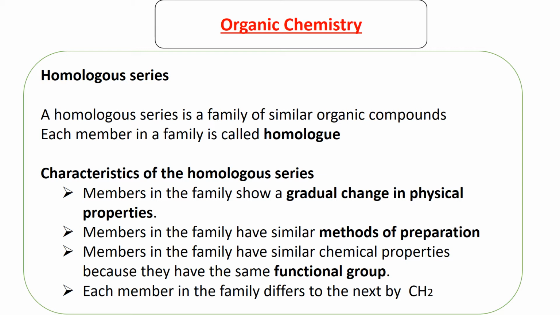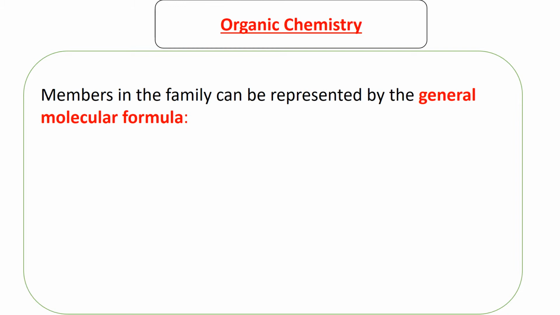Okay, so if there is this member and then there's another member, if the way they are arranged they are following each other, then they are going to differ by 1 carbon atom and 2 hydrogen atoms. It will become more clear as we visit the families. So another thing is members in a family can be represented by the general molecular formula. So members in a family have what is called a general molecular formula. Each family has its own general molecular formula.